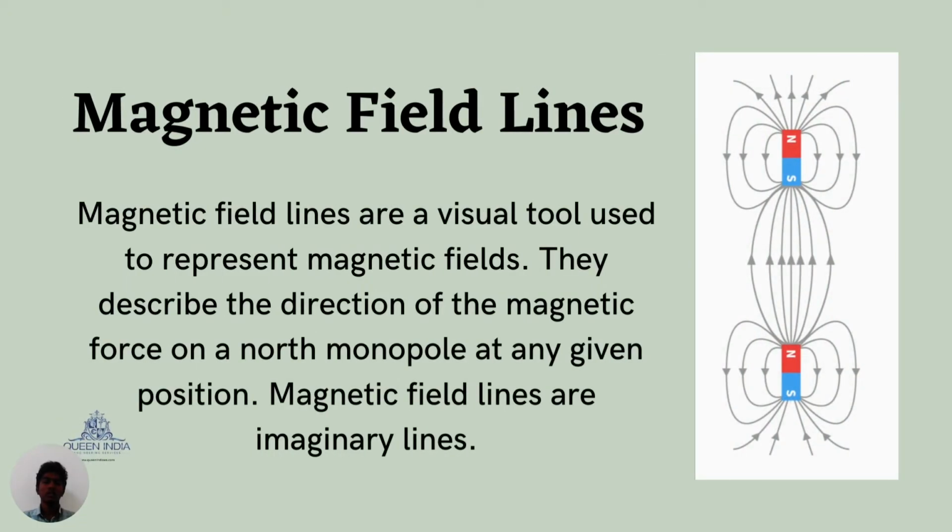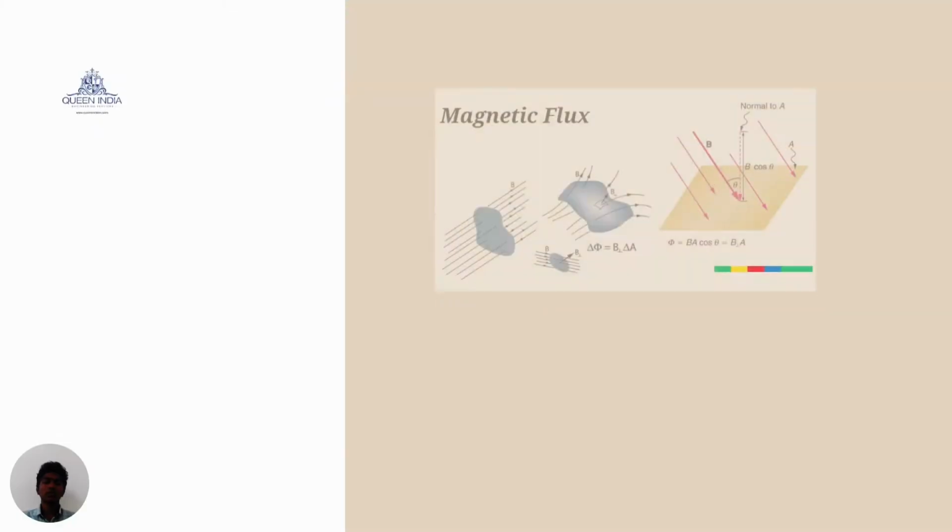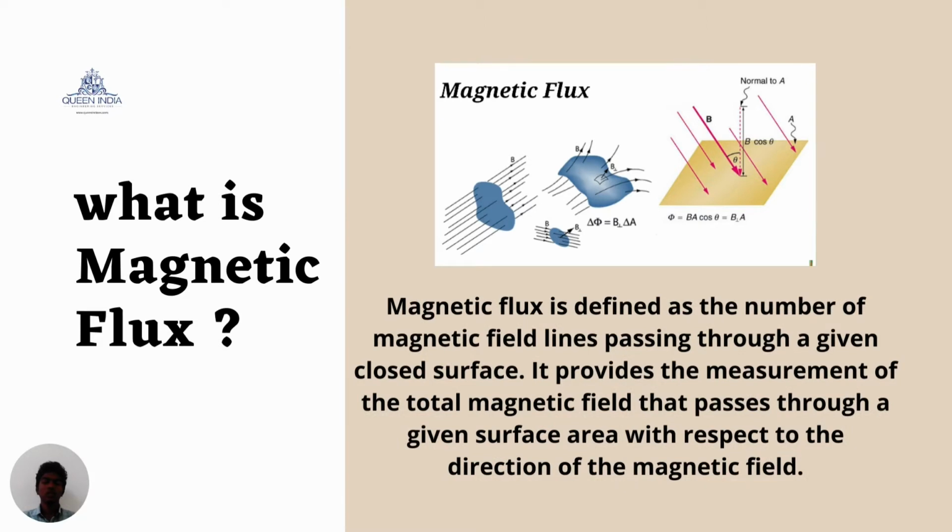Magnetic field lines. Magnetic field lines are imaginary lines. They are a visual tool used to represent magnetic fields. They describe the direction of magnetic force on a north monopole at any given position. What is magnetic flux? Magnetic flux is defined as the number of magnetic field lines passing through a given closed surface. It provides the measurement of the total magnetic field that passes through a given surface area with respect to the direction of the magnetic field.